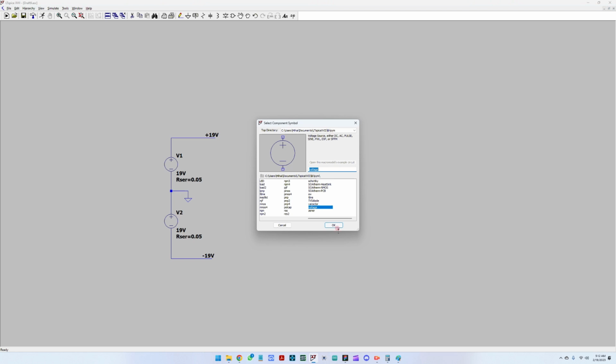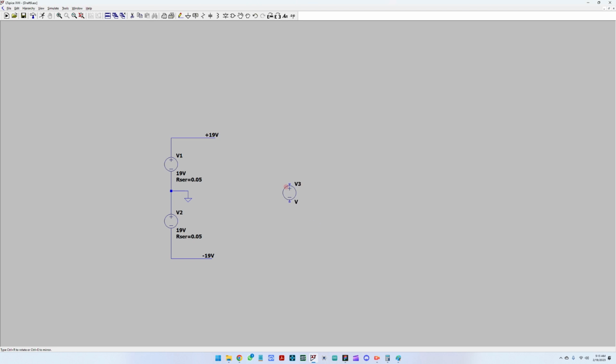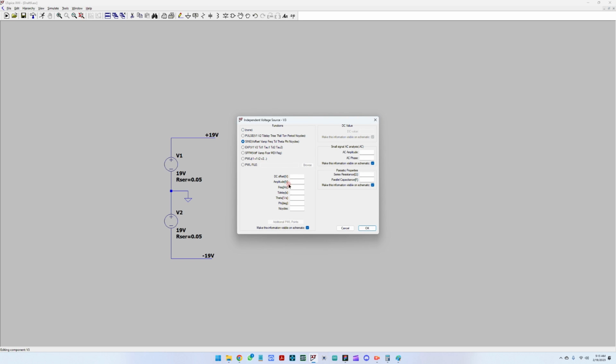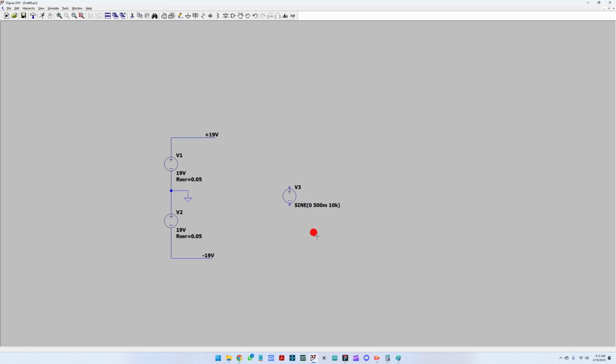So let's start with the signal generator. For the signal generator, let's use a sine wave of 500 millivolts, as we said in the specification. For the frequency, we can use like 10 kilohertz, and it's a sine wave at 10 kilohertz.